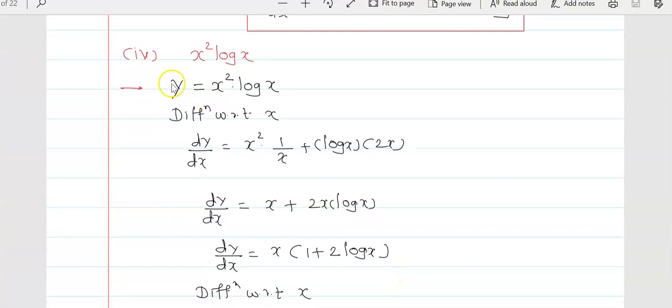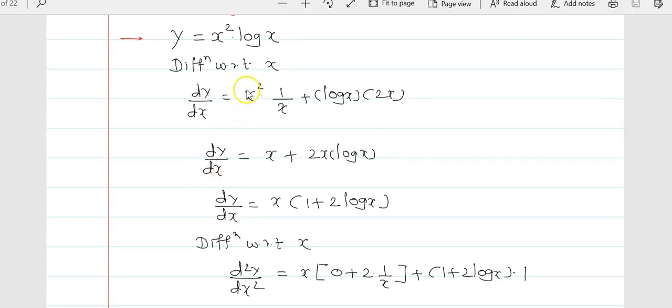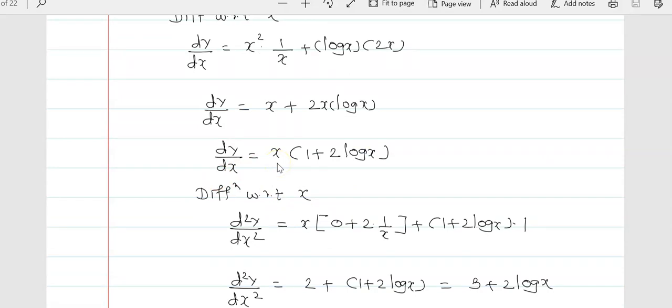Now see this again. That is x square log x, y is equal to x square into log x. Differentiate this with respect to x. Therefore, dy by dx is equal to x square. What is the derivative of log of x? It is 1 upon x. Plus log of x into derivative of x square, which is 2x. Again, dy by dx is equal to this x square upon x, that is x, plus 2x log x. Take x as a common. Therefore, dy by dx is equal to x in bracket 1 plus 2 log x.